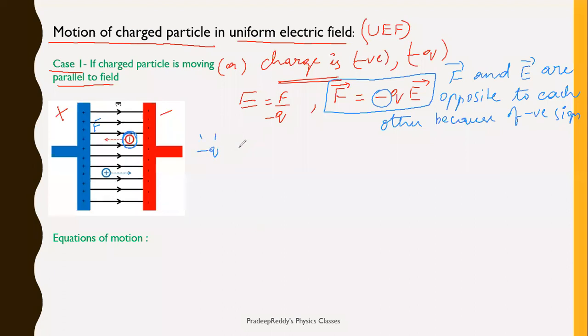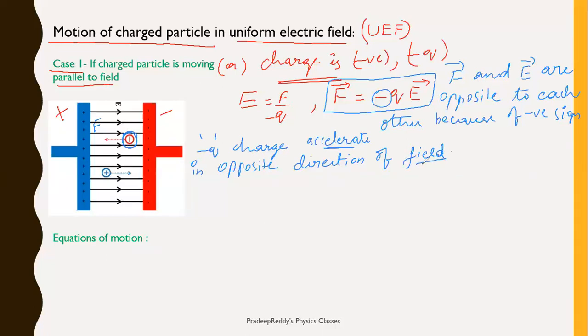minus Q charge accelerates in the opposite direction of the field. So remember, if you are placing a negative charge, that charge will be accelerated in the opposite direction as that of the electric field. That is case A.